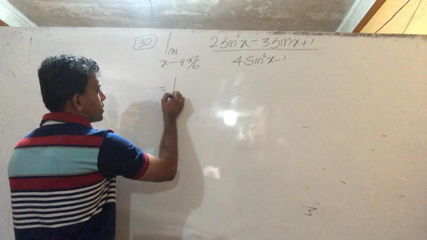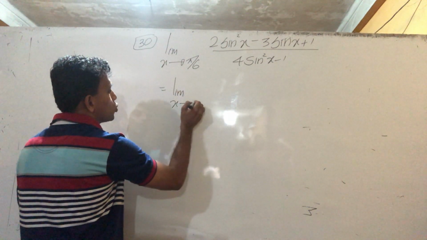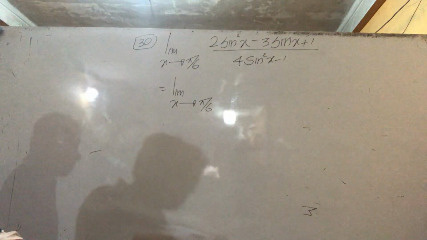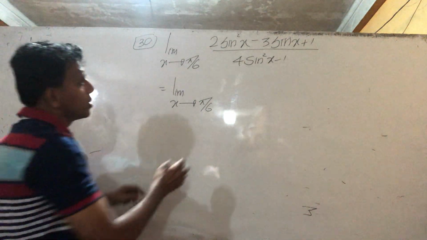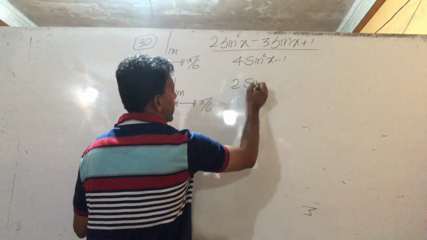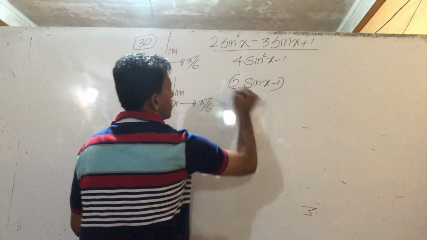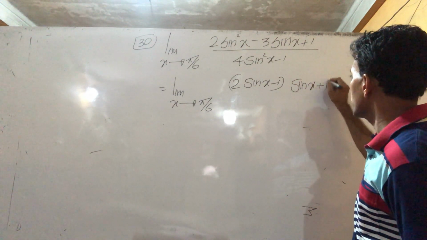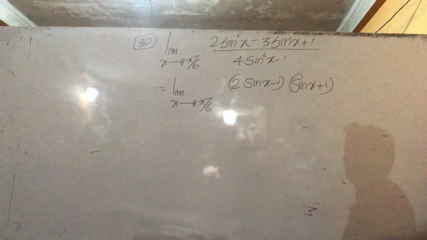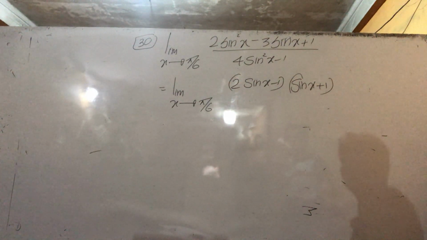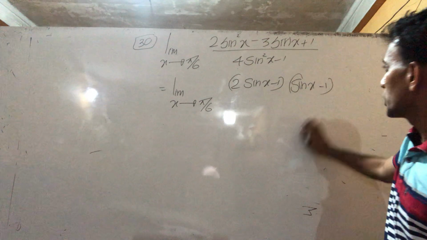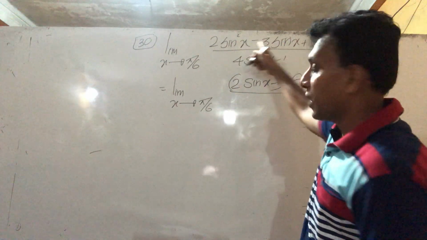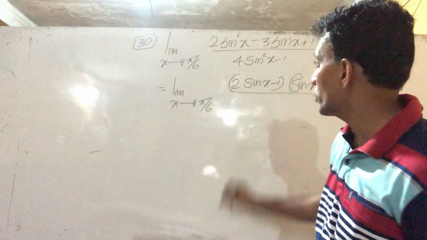So that is limit x tends to pi by 6. How to factorize 2 sine square x minus 3 sine x plus 1? That is 2 sine x minus 1, then sine x minus 1. Is it? Check that: 2 sine square, minus 1, minus 2 sine x, plus 1. So that's the answer. The denominator is factorization, a square minus b square pattern.